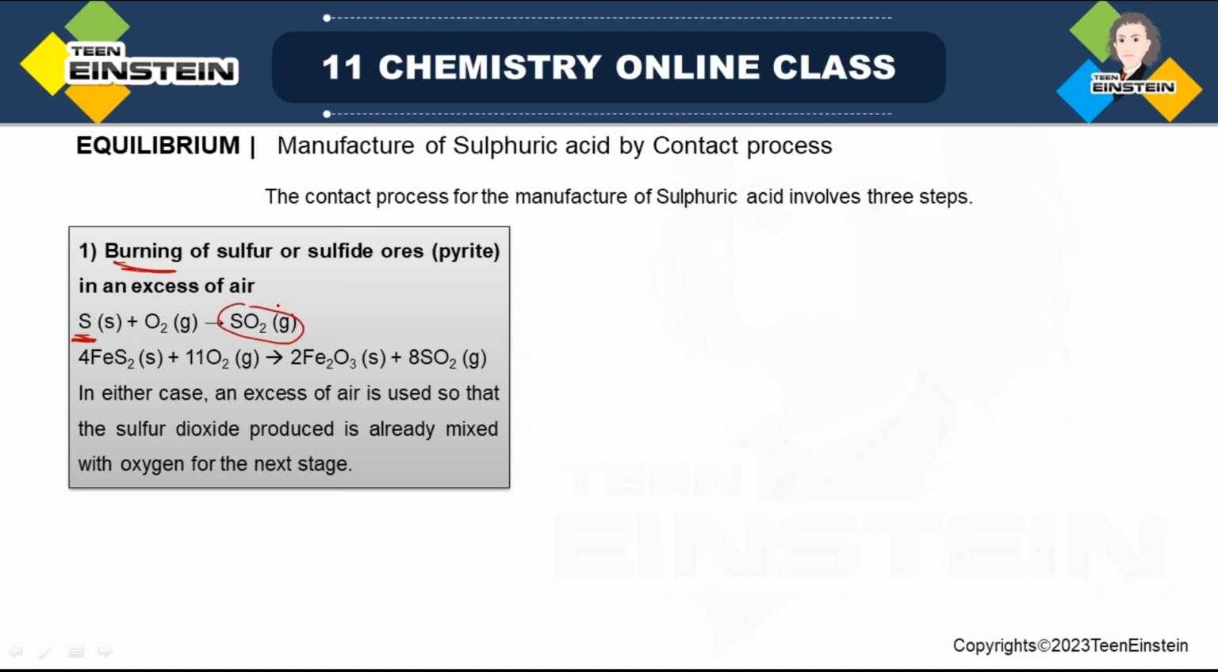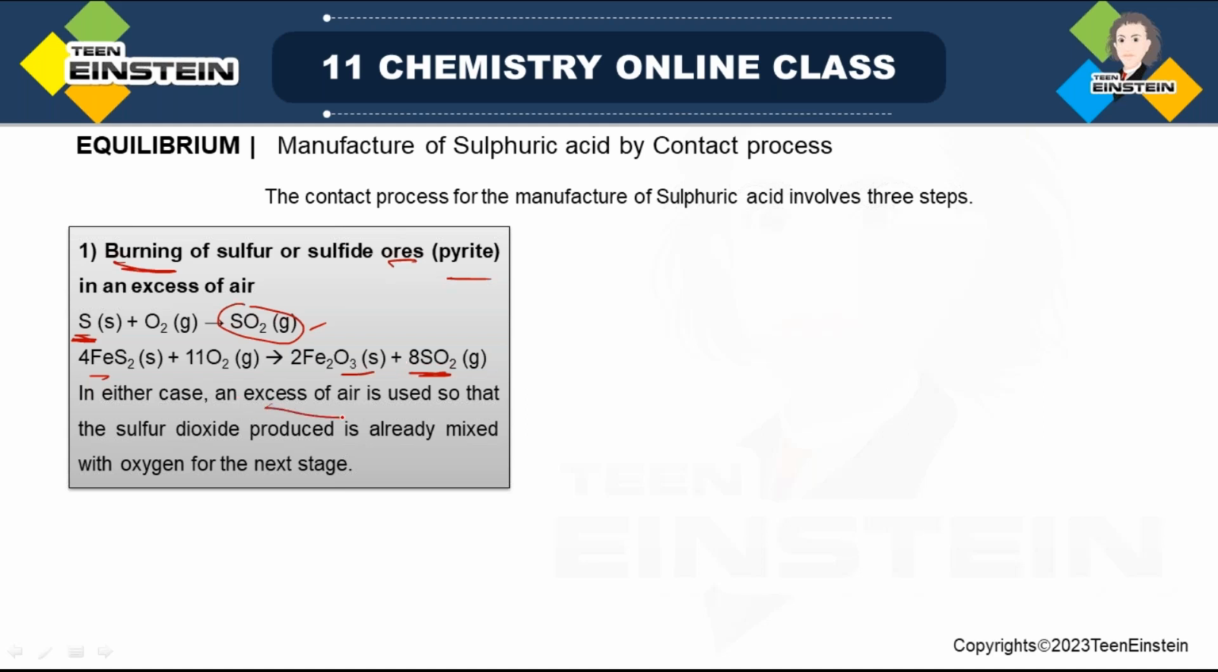Instead of taking sulfur, we can also take sulfide ores. Now, for sulfide ores, in the bracket it is mentioned pyrite. Pyrite is the ore of sulfur, whose main component is FeS2. So we can start with FeS2 also. It is burned with oxygen, and after the reaction we get SO2. That means in the first reaction we get sulfur dioxide, and in the second reaction also we get sulfur dioxide. This is the actual product that we are going to use in the next step, not Fe2O3. That is another product, but our requirement is SO2, not Fe2O3.